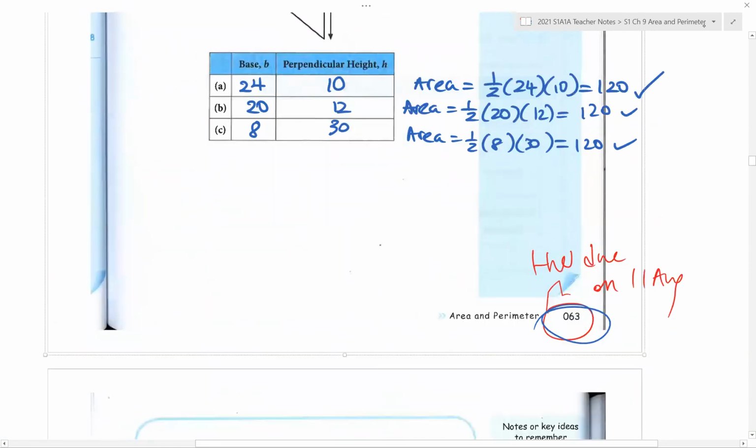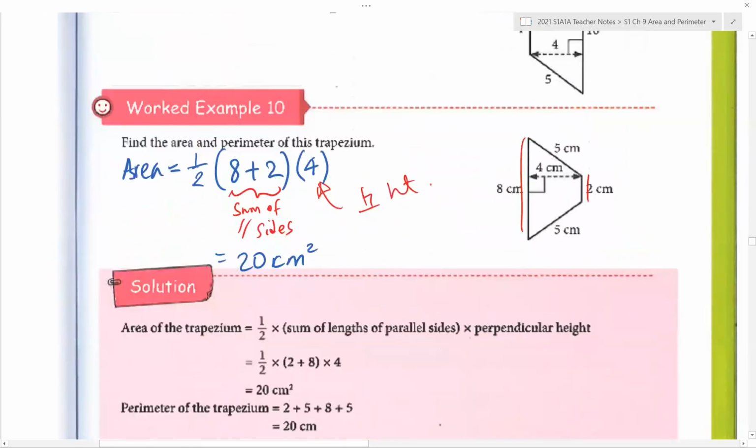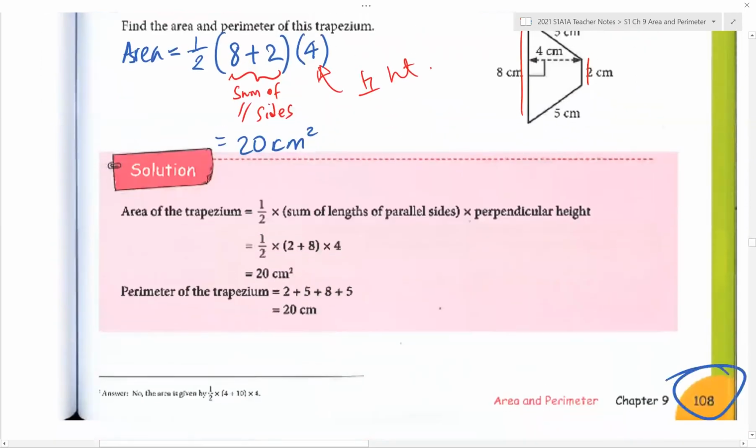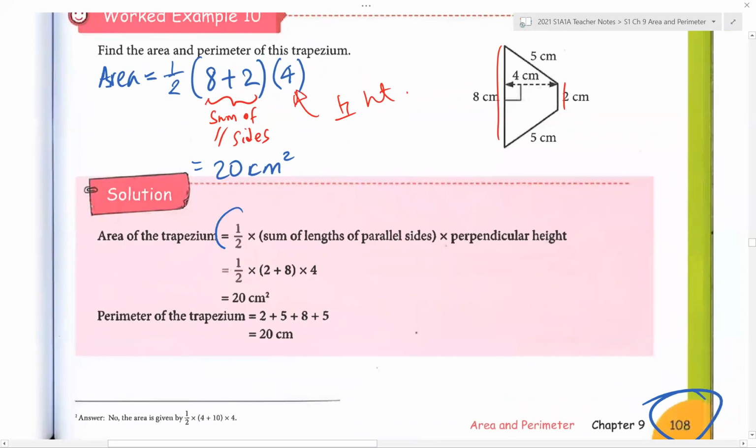Let's refer to our textbook again. We were at page 108 for our textbook. We covered the area of a trapezium. It is given by the formula half. Okay, remember this half? Just like a triangle. It starts with half times the sum of the length of the parallel sides.